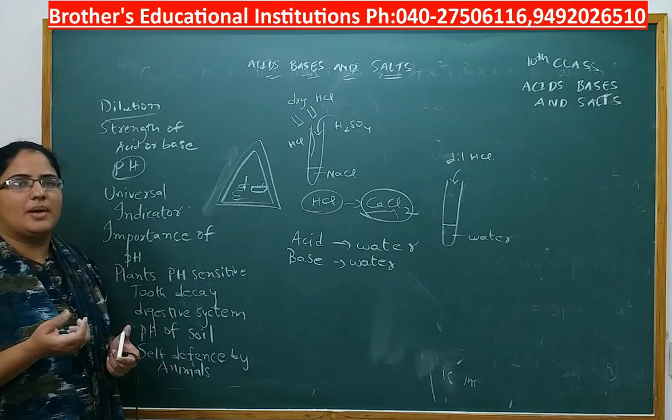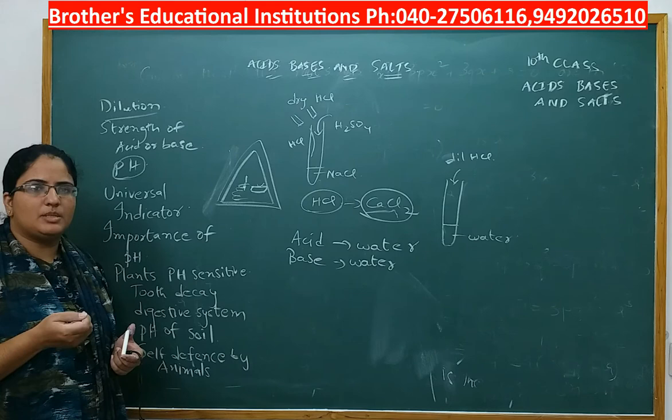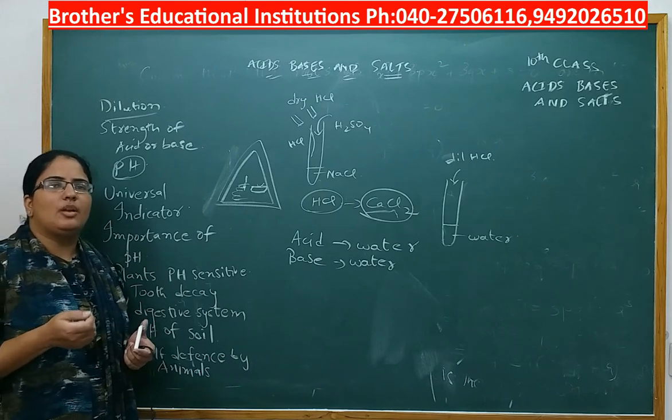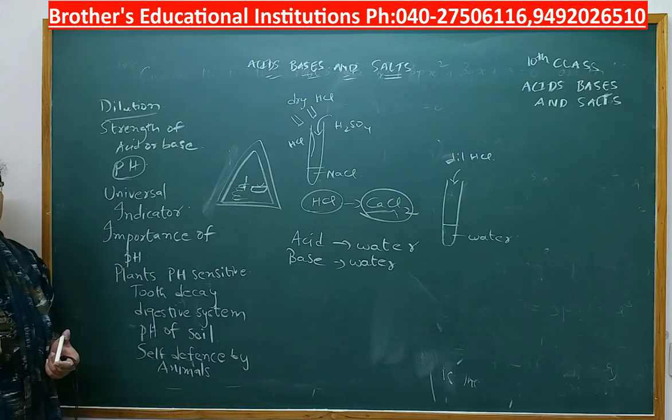Now this gas you can pass through dry blue litmus paper and wet blue litmus paper. You will observe that the wet blue litmus paper turns red.